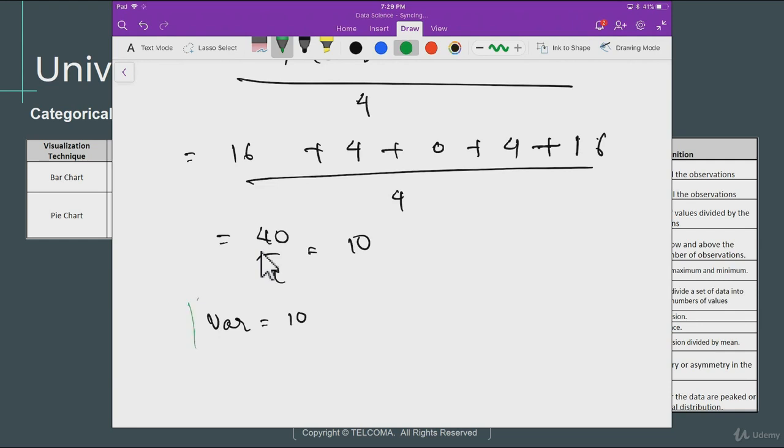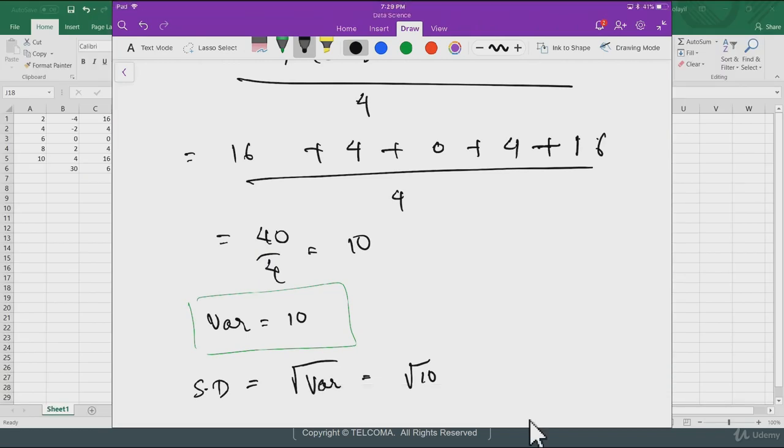We have another metric. Now we need to calculate standard deviation. Standard deviation is simple. It's the square root of variance. So standard deviation is equal to the square root of variance, which is the square root of 10. So square root of 10 would approximately be 3.16. So 3.16 into 3.16 would be around 9.9. But for simplicity, let's assume 3.16.